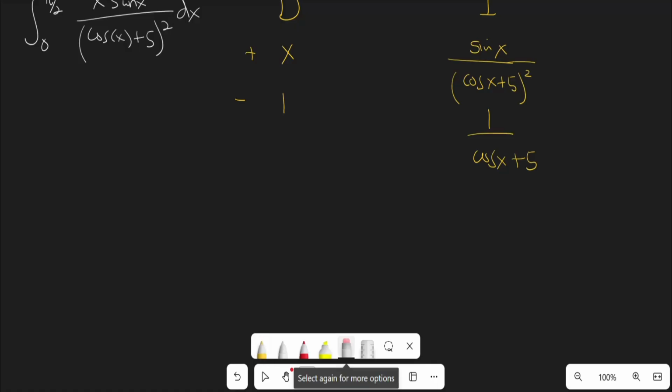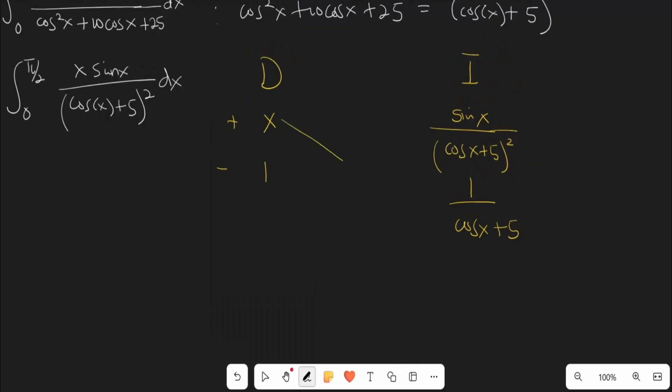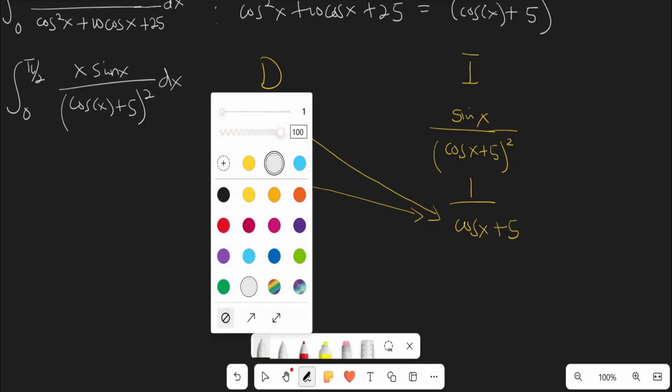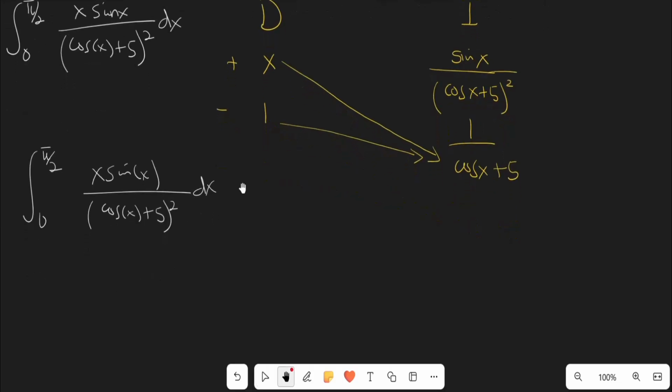So now let's do the simple thing. You multiply the diagonal terms. Once you multiply the diagonal terms, you don't need to take the integral. If you multiply terms horizontally, then you have to take the integral. So this is our integral. The integral from 0 to pi over 2 of x sine of x all over cosine of x plus 5 all squared dx is going to be, multiplying terms horizontally, x over cosine of x plus 5. This one, you are done with the integral.